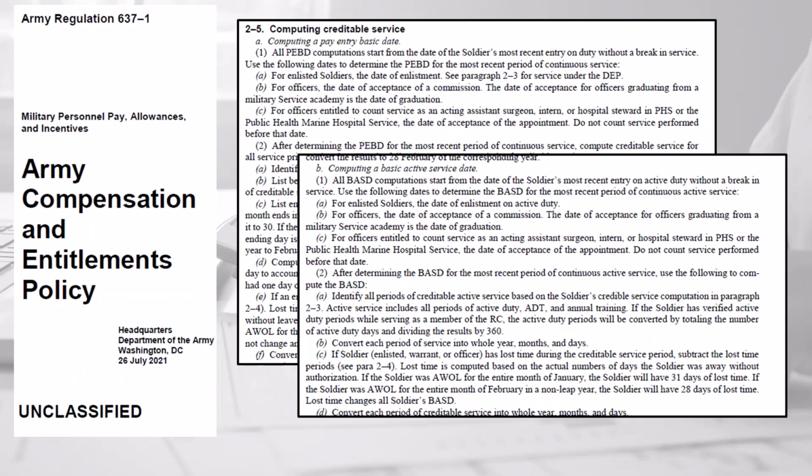Now, if you want to get into the weeds about the details of how all these calculations work, you can go to Army Regulation 637-1, Army Compensation and Entitlement Policies. And way down in subparagraph 2-5, it explains how to compute the pay entry basic date and the basic active service date. But for now, I'm just going to use my DA Form 1506 as an example and to introduce you to some of the complications you may experience with this thing.